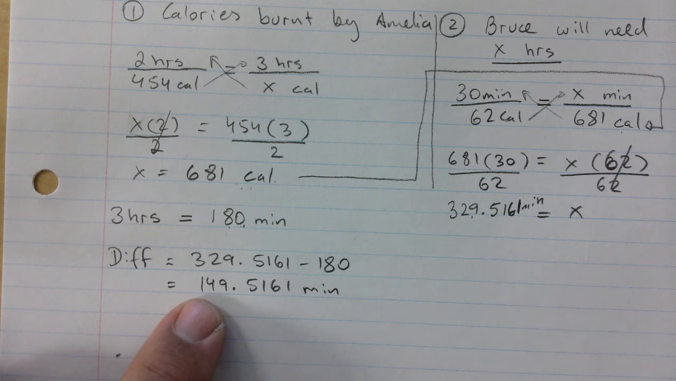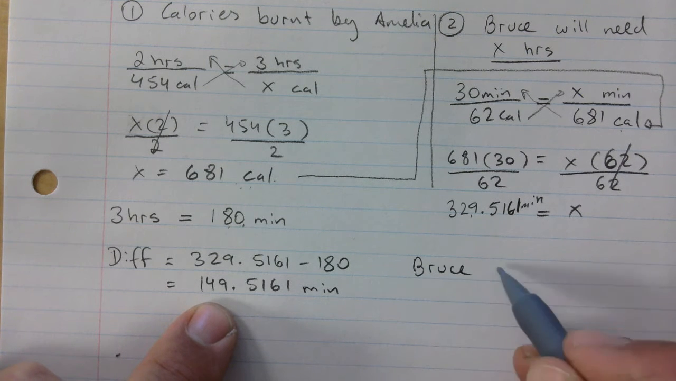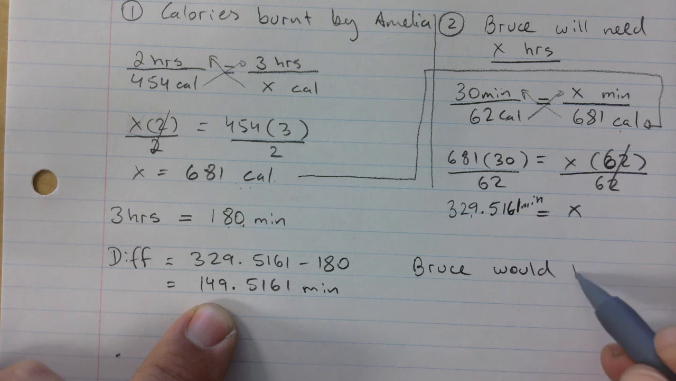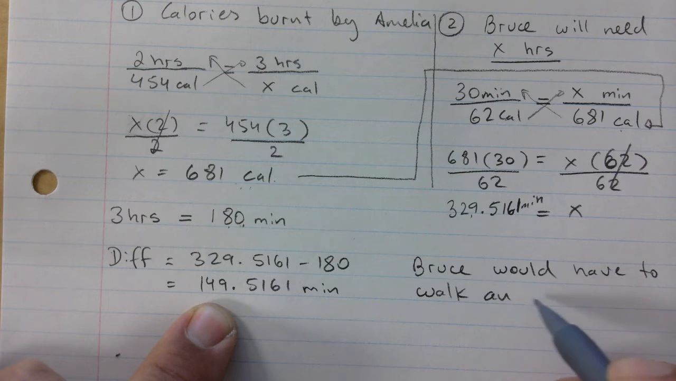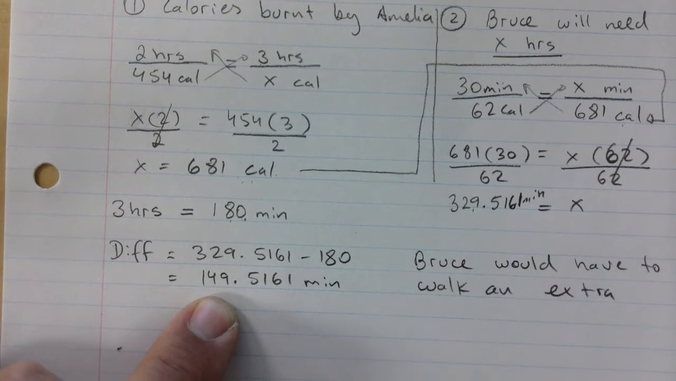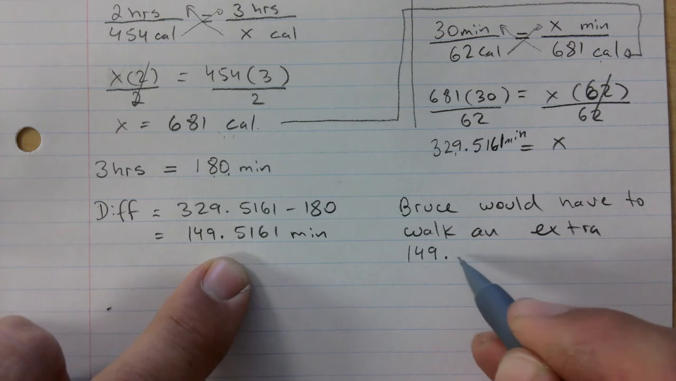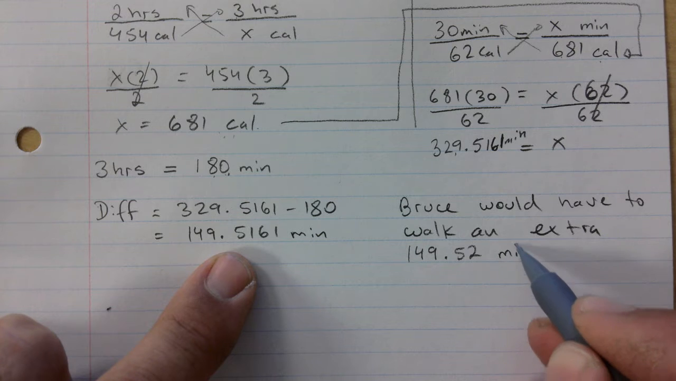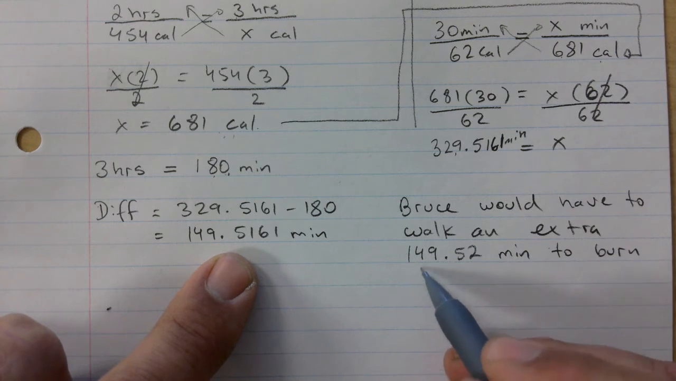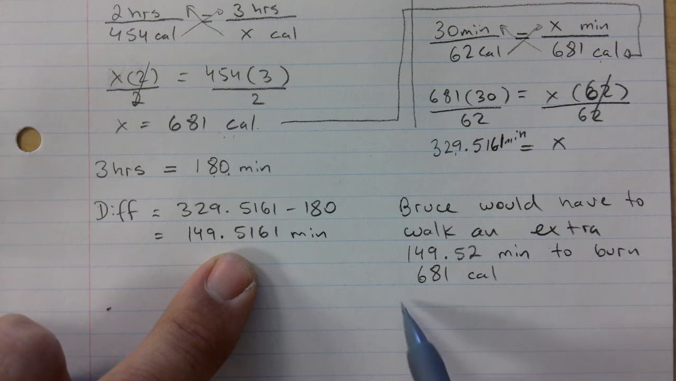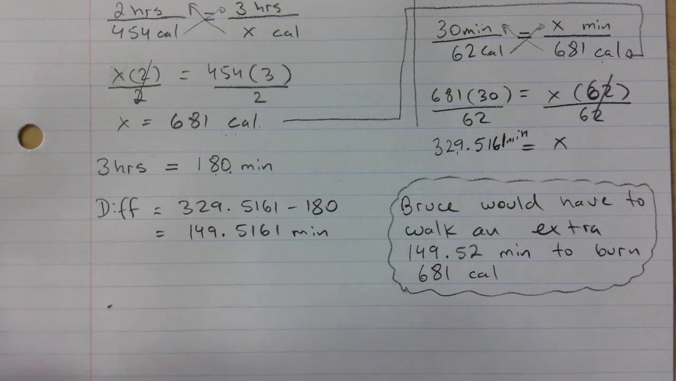And the answer is 149.5161 minutes. So we can say Bruce would have to walk an extra, and now I'm going to round here, 149.52 minutes to burn 681 calories. This is really what this question was after.